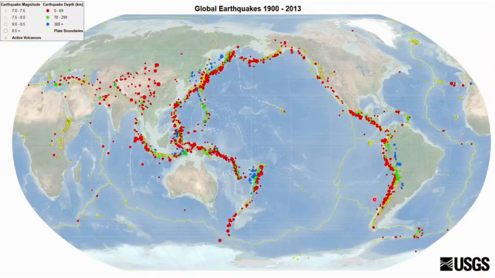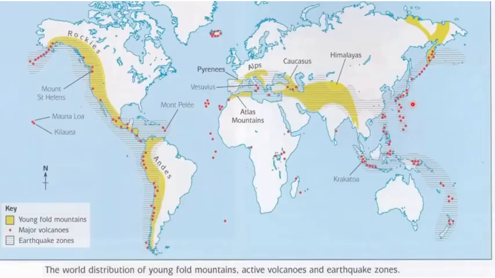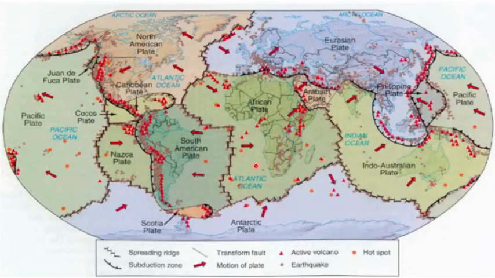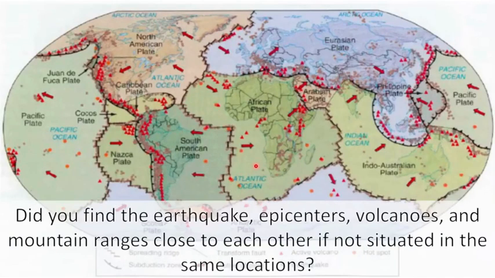Now, look at this map. The yellow triangles are the places where you can find active volcanoes. The red, green, and blue circles show earthquakes that happened several years ago. I have here another map that shows mountain ranges, major volcanoes, and earthquake zones. What did you observe about the pictures? Did you find the earthquake epicenters, volcanoes, and mountain ranges close to each other, or if not, situated in the same locations? Yes, right? They are the same or close to each other.